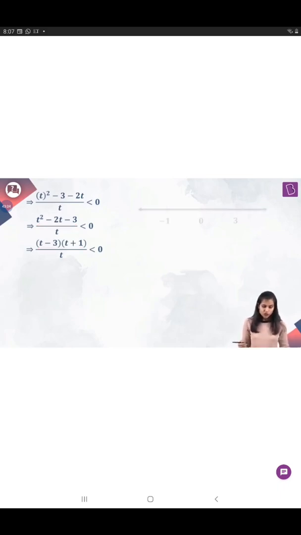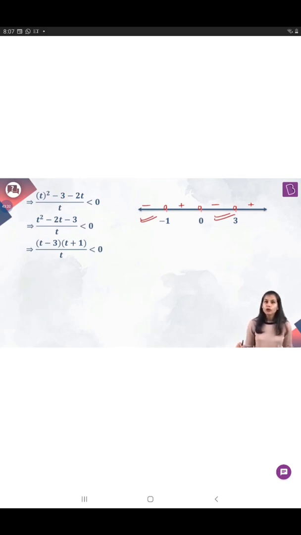And now, of course, I'm in a position to use my wavy curve method. My critical points are 0, 3, and minus 1. So obviously use your critical points. Because it is strictly less than 0, I won't include these points. Plus, minus, using my wavy curve method. I want less than 0. That means I want this as well as I want this. Clear? But wait a second.